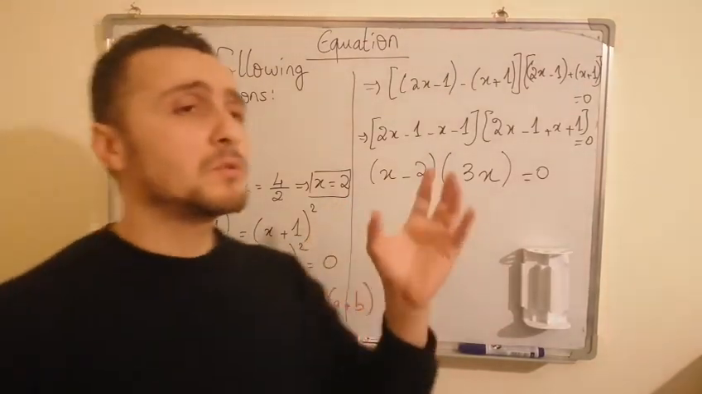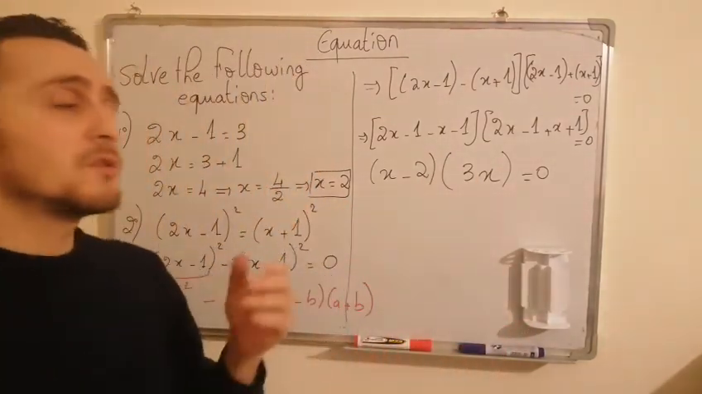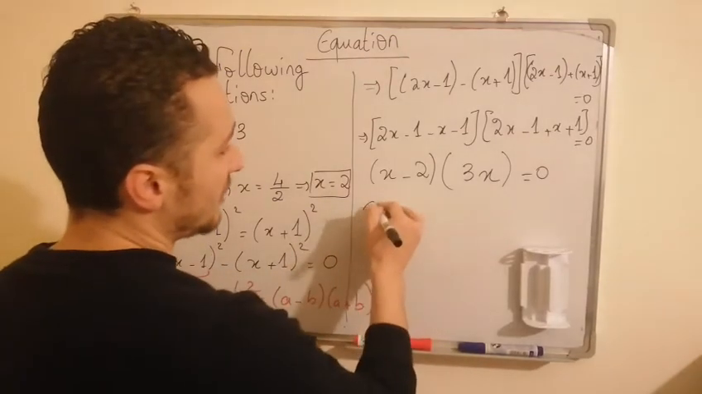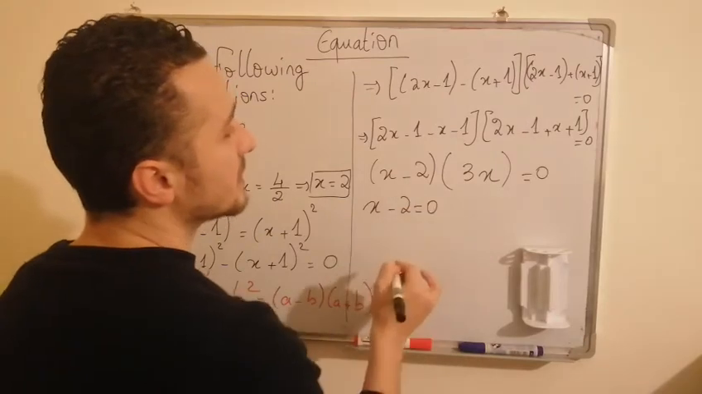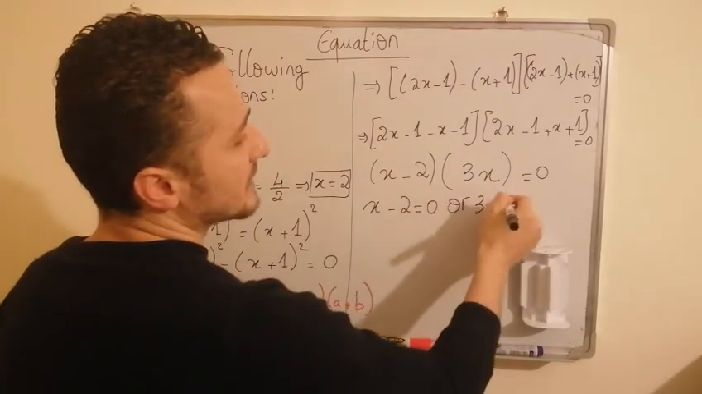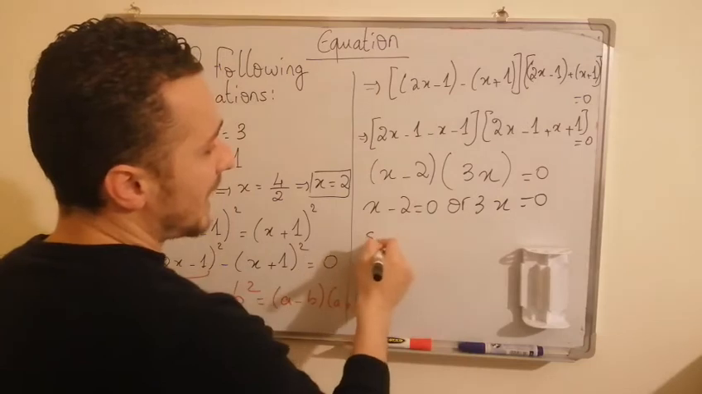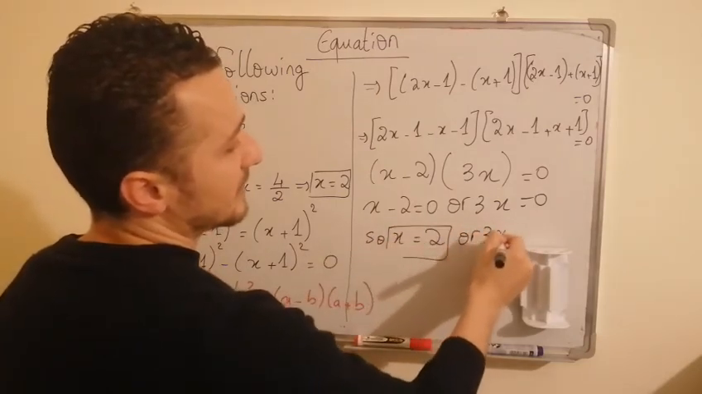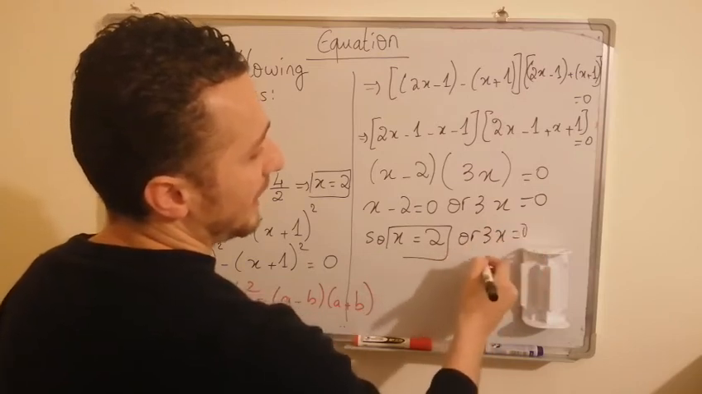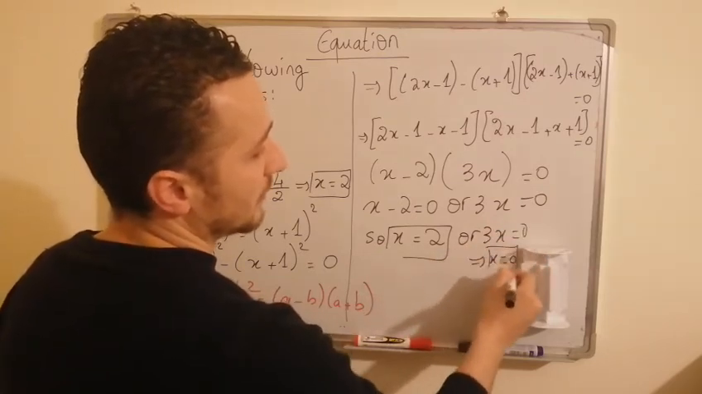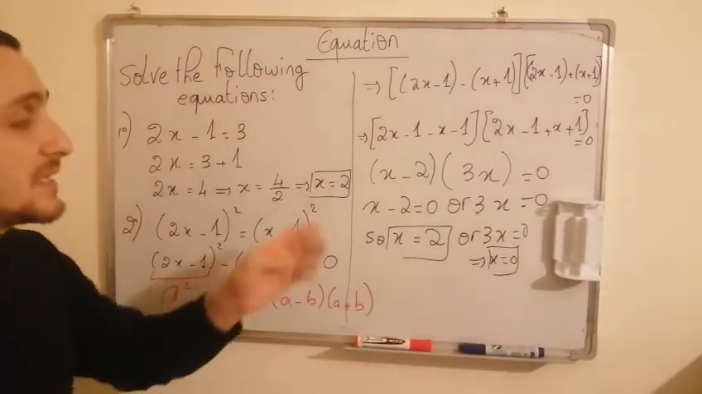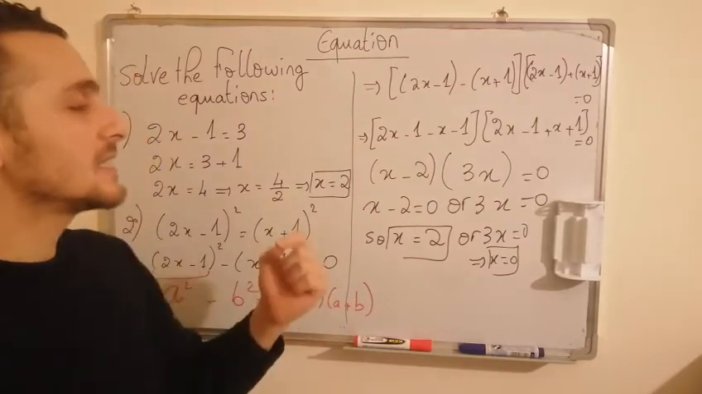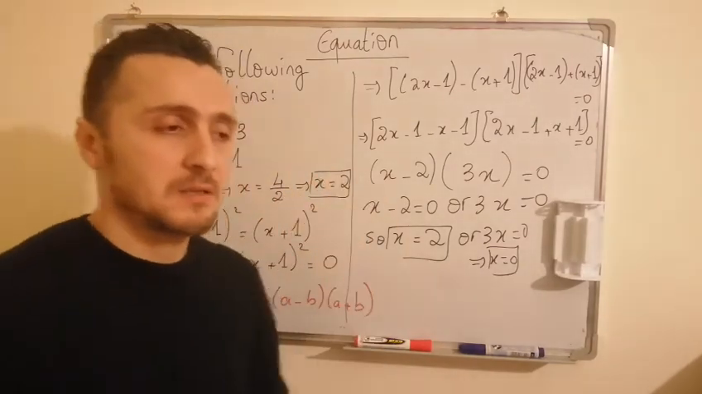Product between two factors equals 0. So first one equals 0 or second block equals 0. Then x minus 2 equals 0 or 3x equals 0. So x equals 2 or 3x equals 0. Then x equals 0. This equation has two roots, so it has two solutions.